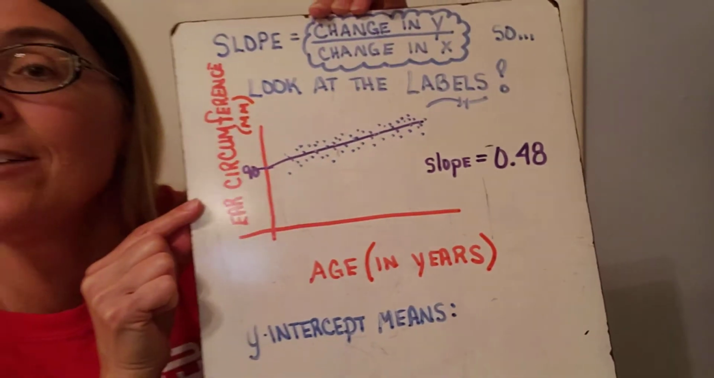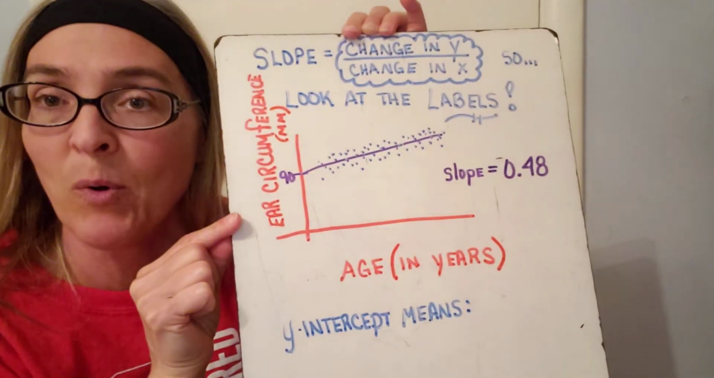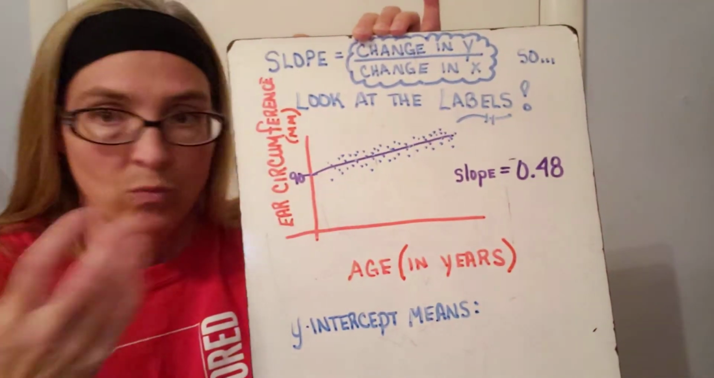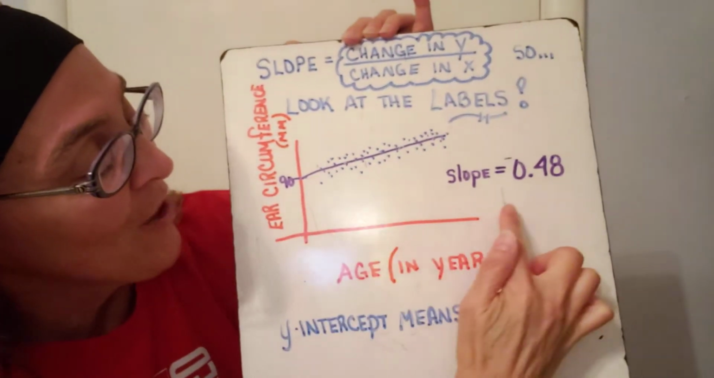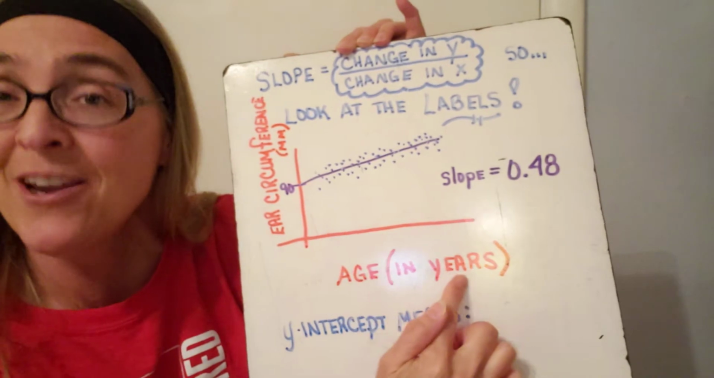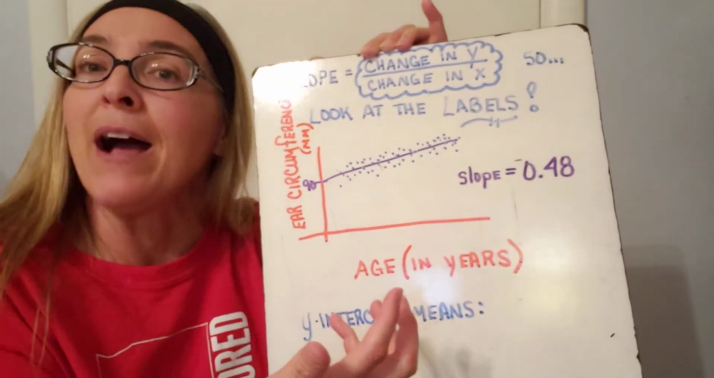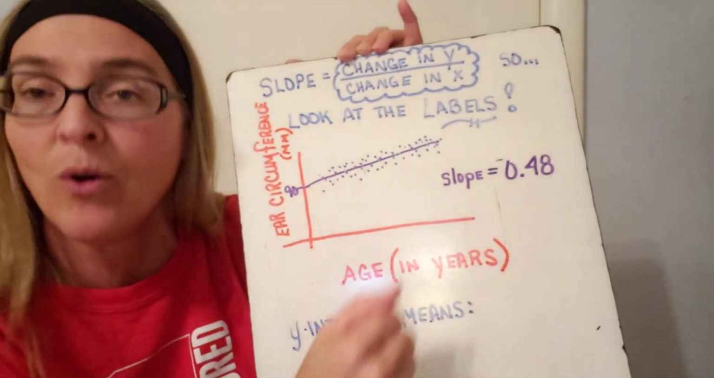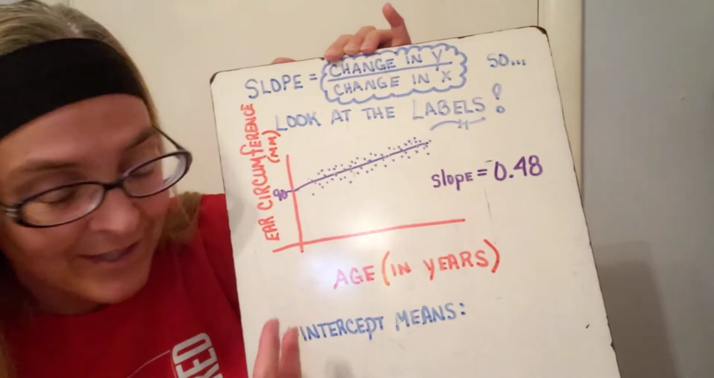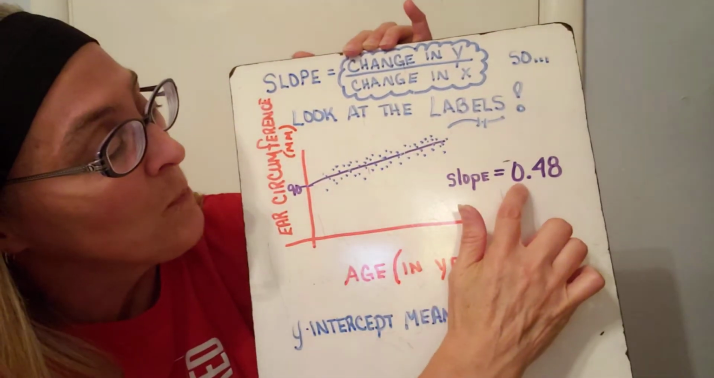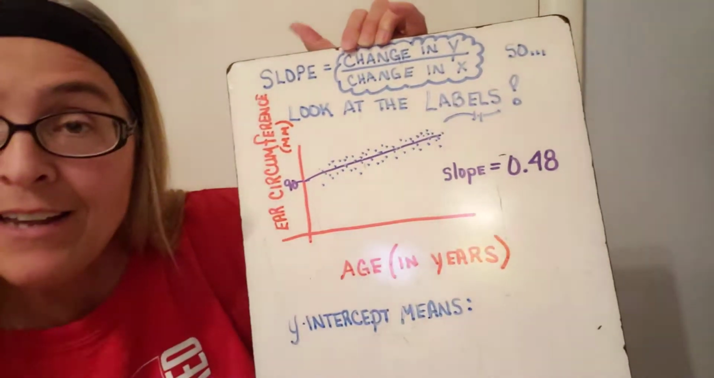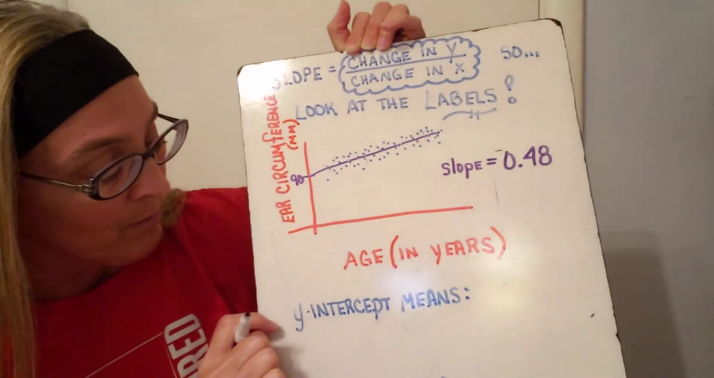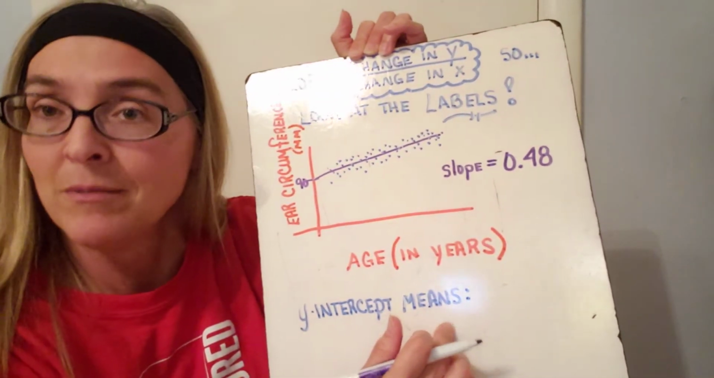On this one, as you look at the y-axis label, this is the ear circumference in millimeters, which is kind of funny. And you're like, okay, whatever that is. As you look at your x-axis label, it's the age in years. So they've actually tracked newborns' ear circumference, and then a 1-year-old ear circumference, and a 2-year-old, and they have discovered, or at least this graph tells us, that the slope is 0.48.